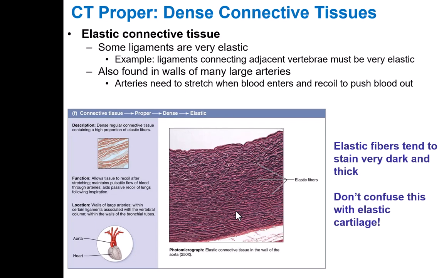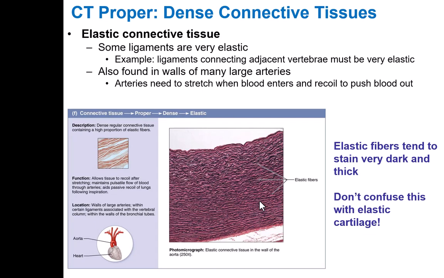There is another connective tissue that has the word elastic in it, and it's very important that you are very clear when you're naming these tissues. So this is elastic connective tissue. And I'll point out the other one in a second. So those were the connective tissue proper connective tissues. There was dense connective tissues and there was loose connective tissues.